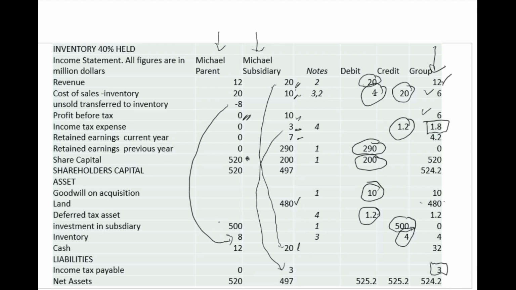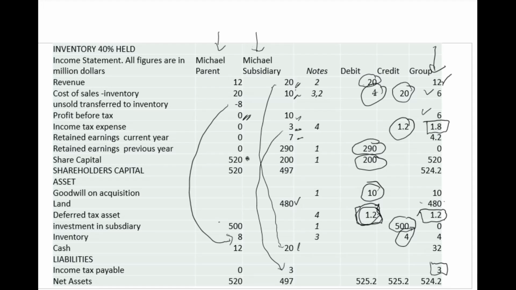But there is 40% of inventory which is unsold. And on that, although Michael's subsidiary would be paying income tax because it recorded a transaction, income tax payable would be 3 million. But 1.2 would be for the future because 40% of inventory is unsold, and that 1.2 million would be deferred tax asset in the group financial statement.